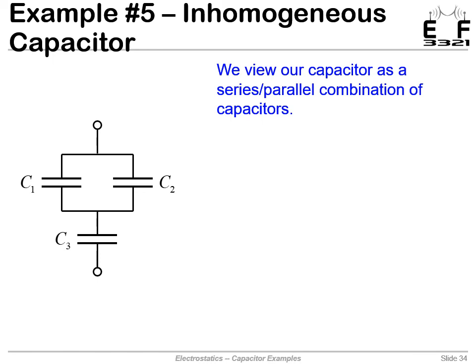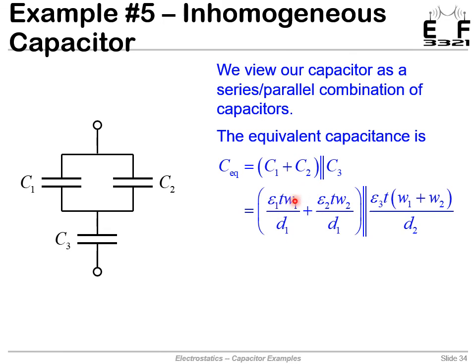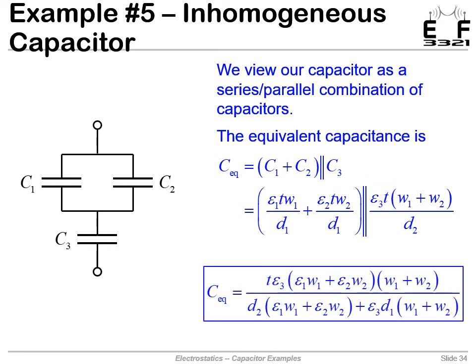Here's our circuit, and now we can clearly see that we have a parallel combination of the first two capacitors and then in series with the third capacitor. So we combine our capacitors this way to get the overall equivalent capacitance. We have our expressions for the first two capacitors and then our expression for the third capacitor. And if we turn our number crank, this is the expression that I get, and I think that is the simplest expression for the equivalent capacitance for this case.